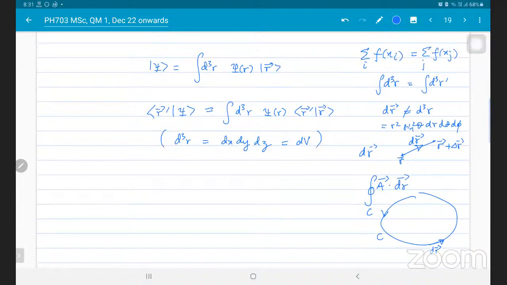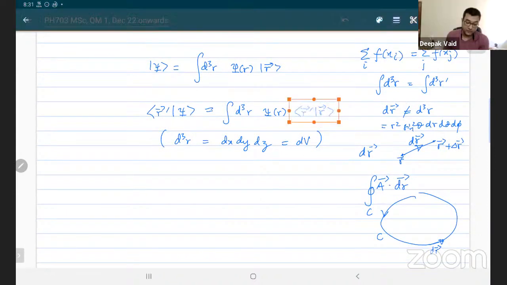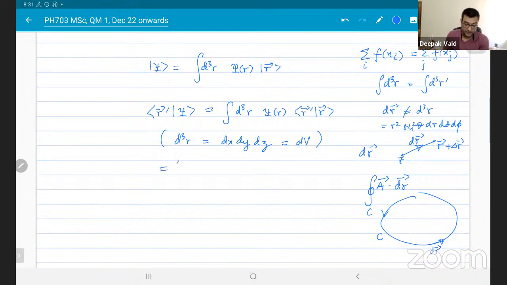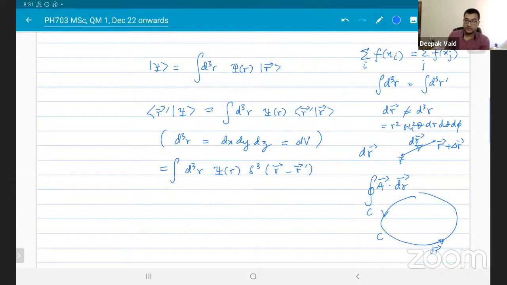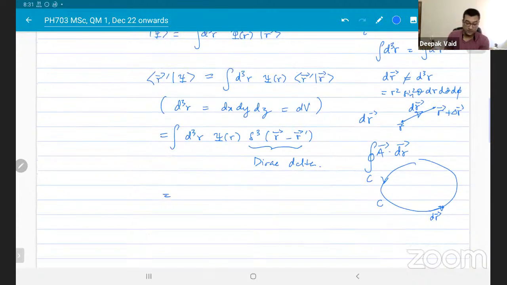Yes, sir. Okay. Now when I take this inner product, what do I get on the right side? d cubed r psi of r delta cubed of r minus r prime, right? Because these states are orthogonal to each other, right? And I get a Dirac delta function. So when I perform the integral, what will I get? I will get psi of r prime. All right.